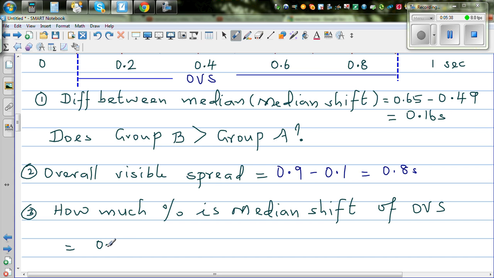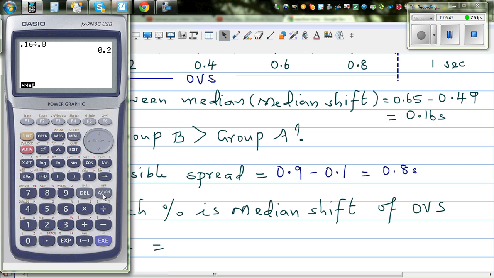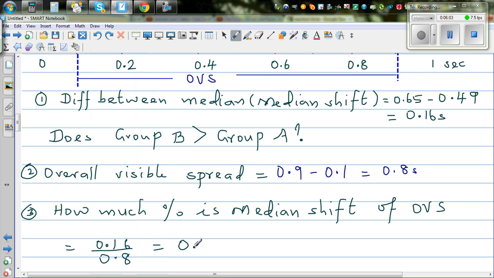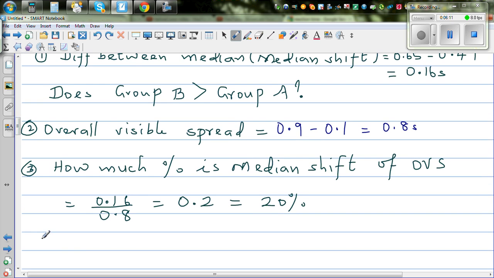Well, to find the percent, it is 0.16 divided by 0.8. Okay, so let's use the calculator to get the exact answer. That is 0.16 divided by 0.8, which is 0.2. So this as a decimal is 0.2, and 0.2 as a percent is 20%. So we can say that the median shift, this implies median shift is 20% of overall visible spread.